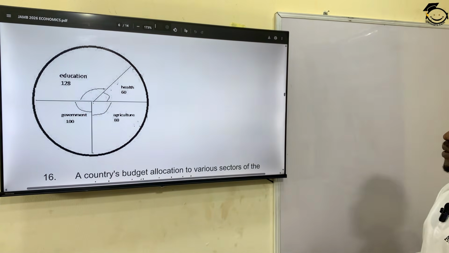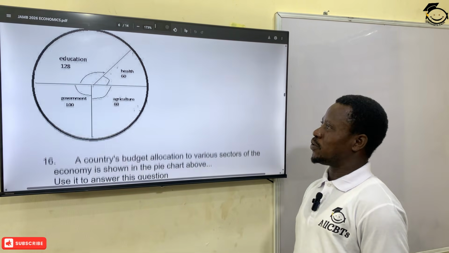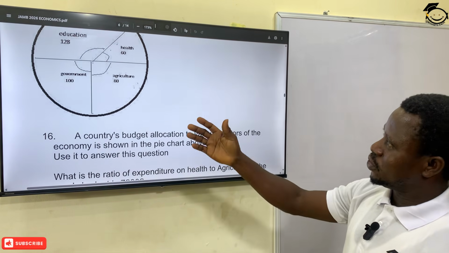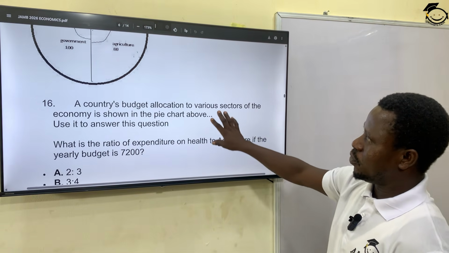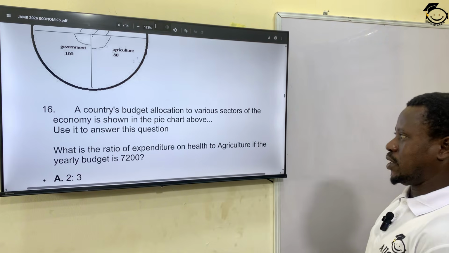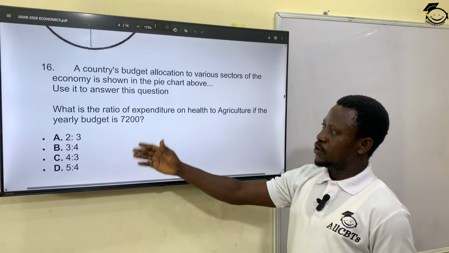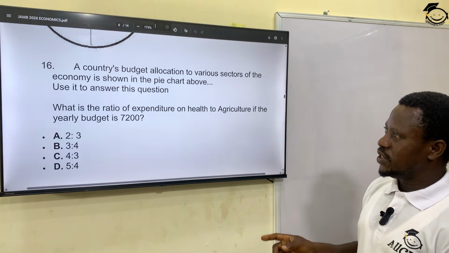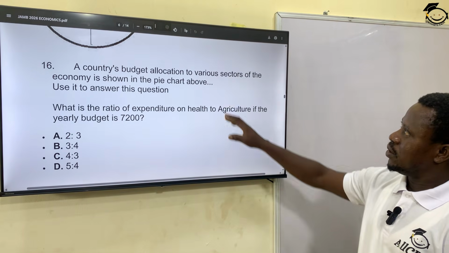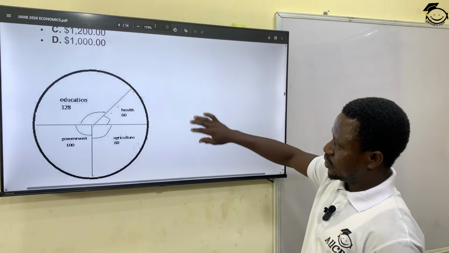Oh, we have another pie chart. This time around, JAMB is bringing more pie chart on this particular question. Okay, we have education, health, government. I think it's still the same pie chart, but a different question. Let's see what they're asking now. They say, what is the ratio of expenditure on health to agriculture if the year's budget is $7,200? Can we see the pie chart? Health and what? And agriculture.